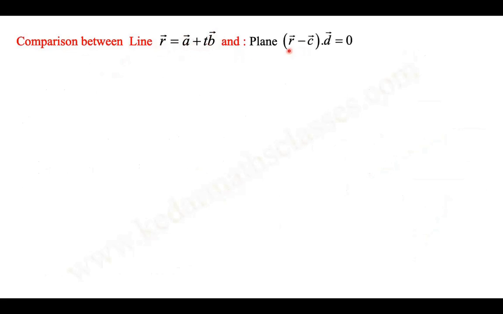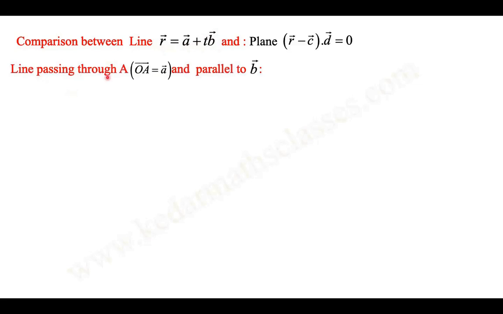How is this plane? (r − c) · d = 0. This plane passes through C perpendicular to D. You remember this characterization. This D is perpendicular to this plane. This B is parallel to this line. Those points you remember now. Now the comparison between them, one line and one plane, let us compare now.